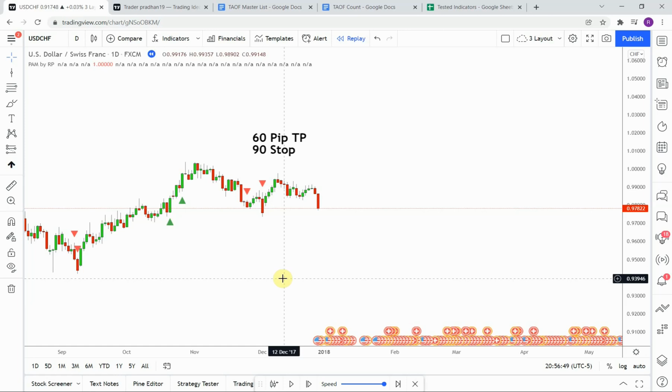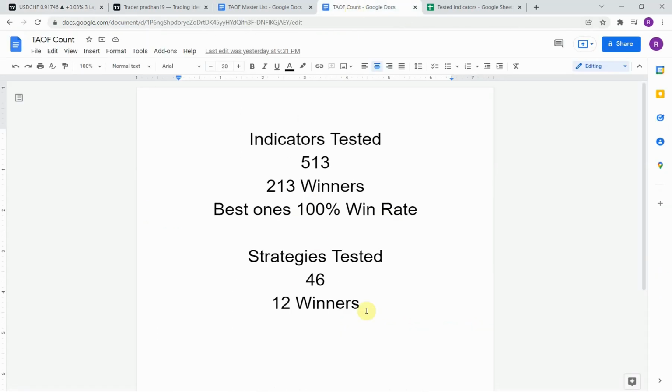Alright, as I said, today we will be testing the price action movements indicator. Before we do though, I wanted to put the testing scoreboard up for everyone to see. So to date, we have tested a total of 46 different strategies, with 12 of them being profitable. We've also tested a total of 513 indicators, with 213 of them being winners.